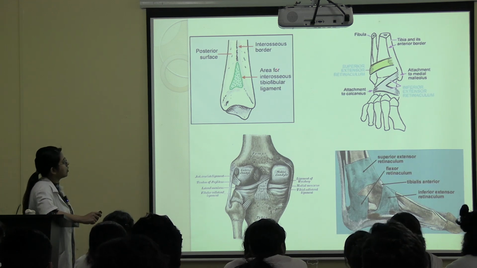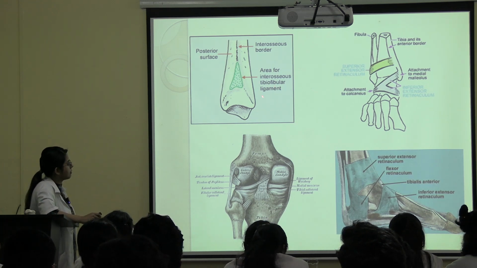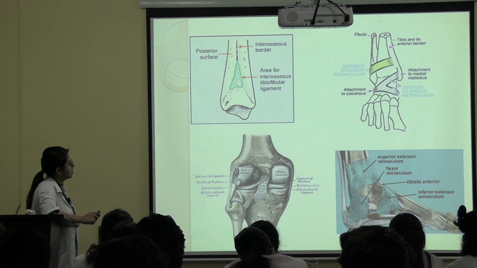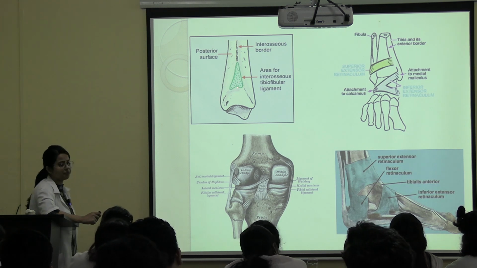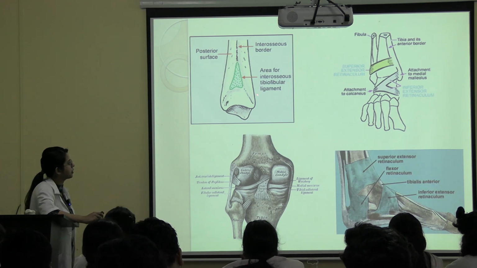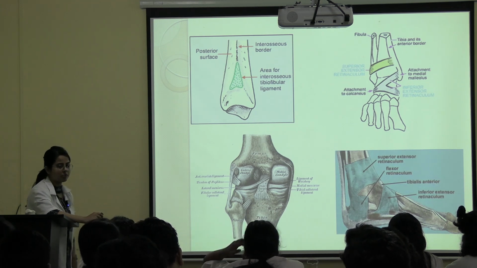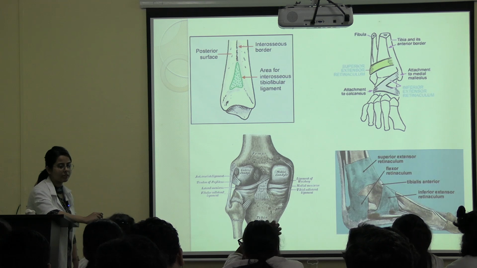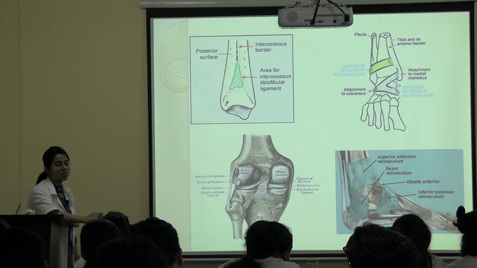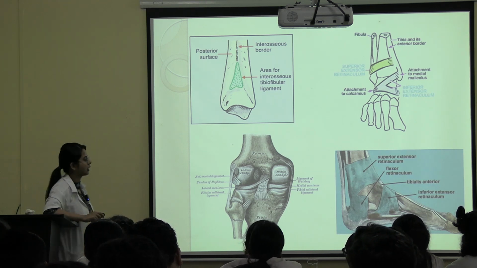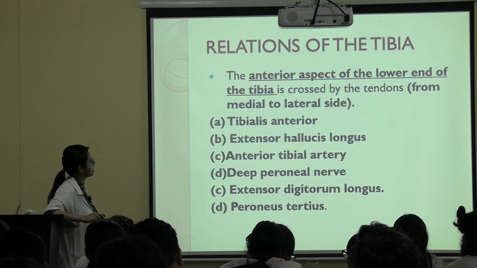And what I told about the interosseous tibiofibular ligament, you can see this triangular area. So it is present here. Interosseous tibiofibular ligament. It is articulating with the fibula to form the distal tibiofibular joint. Clear? Now relations of tibia.